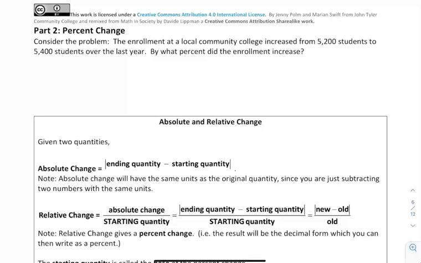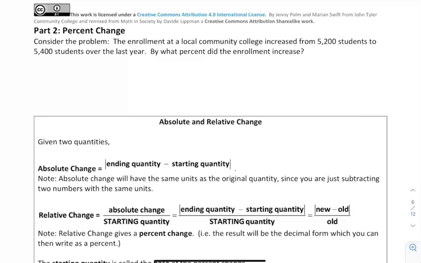Typically, we are talking about percent changes and not the actual number changes, because if you think about 5,200 to 5,400, it's a change of 200 students. But if the college was going from 5,200 to 5,400 versus 50,200 to 50,400, we have the same absolute change, but we'll have a different percentage change, and it's better for us to compare those percent changes. Remember, when we're doing comparisons, percents are better.